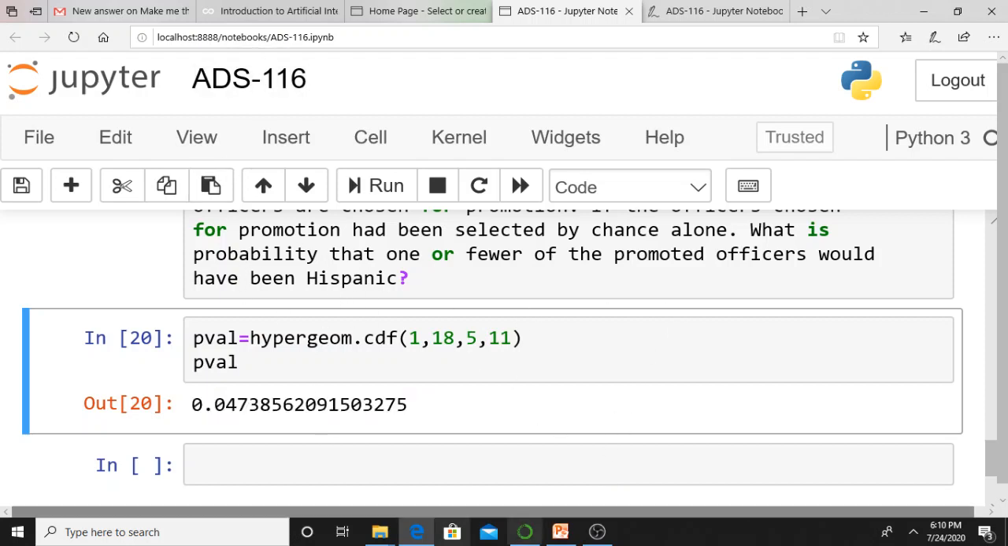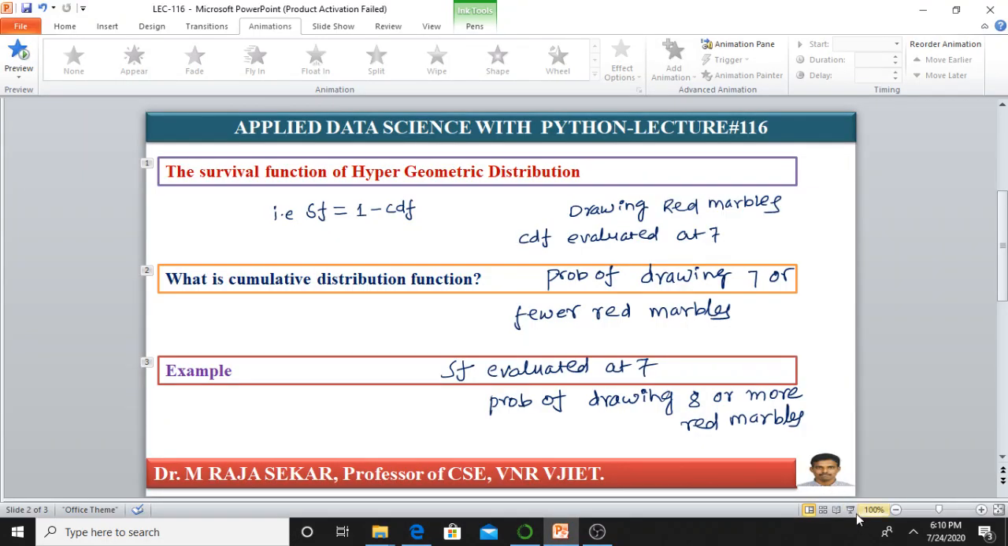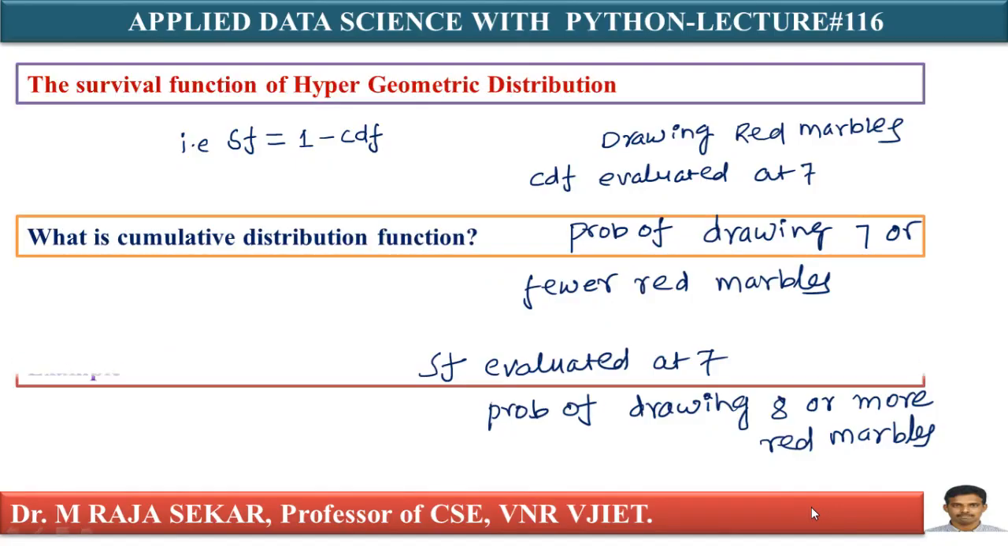These are simple problems on hypergeometric distribution. Just go through it. Certainly you can understand.